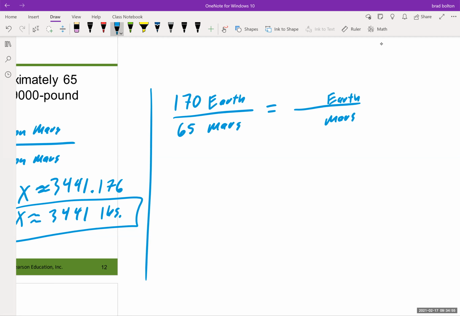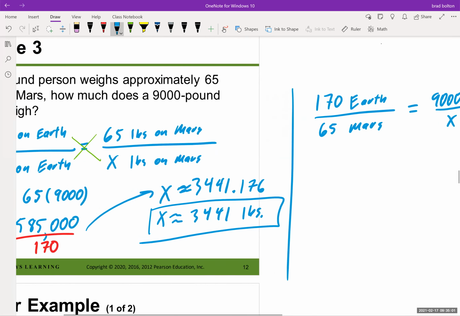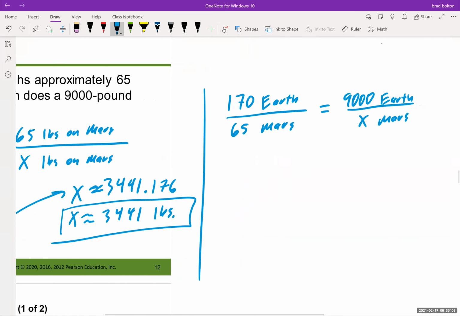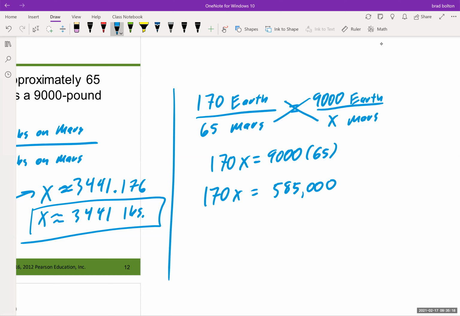So now let's do the satellite. It's 9,000 pounds on Earth. And how many pounds on Mars would it be? We don't know. So once again, I'm going to cross multiply. So we'll get 170x equals 9,000 times 65, which is 170x equals 585,000, which is the exact same problem we just did.